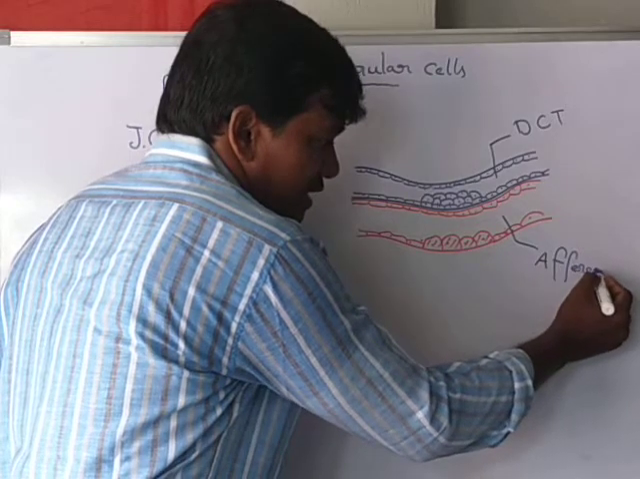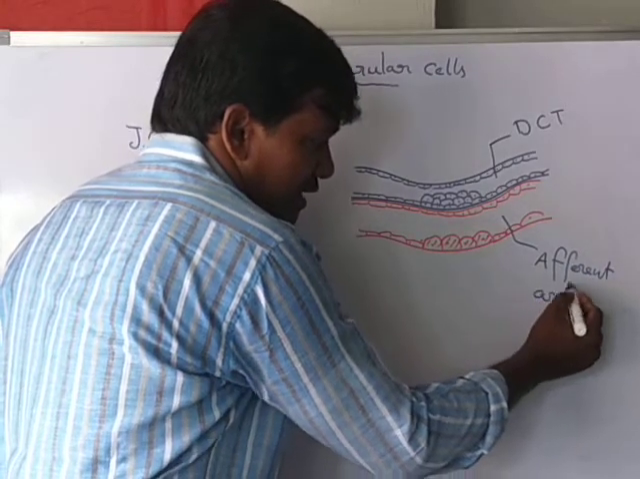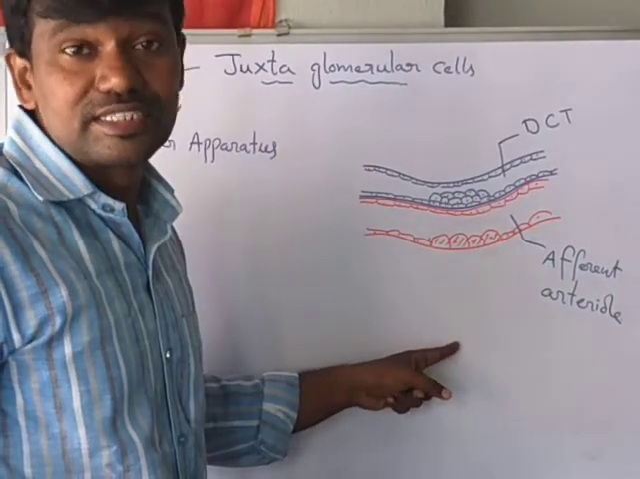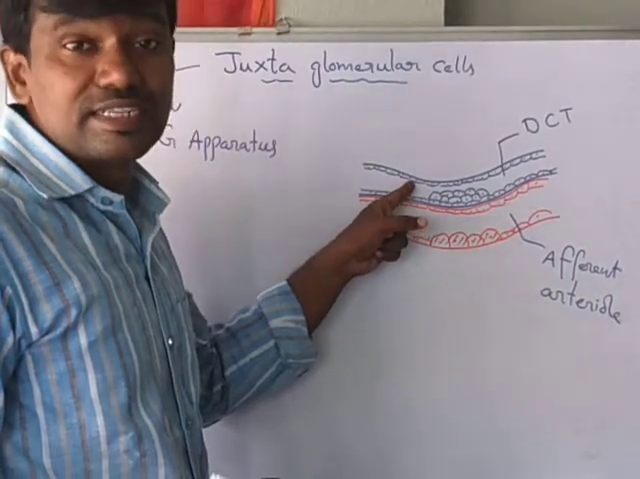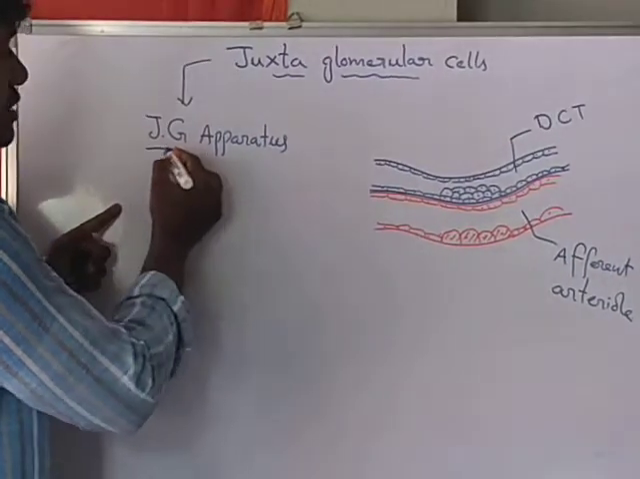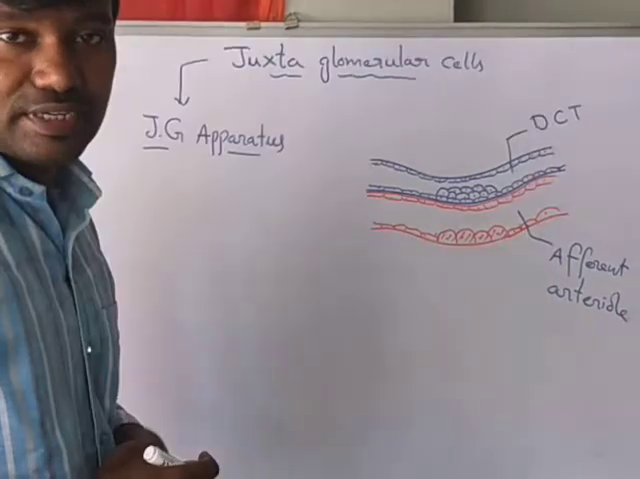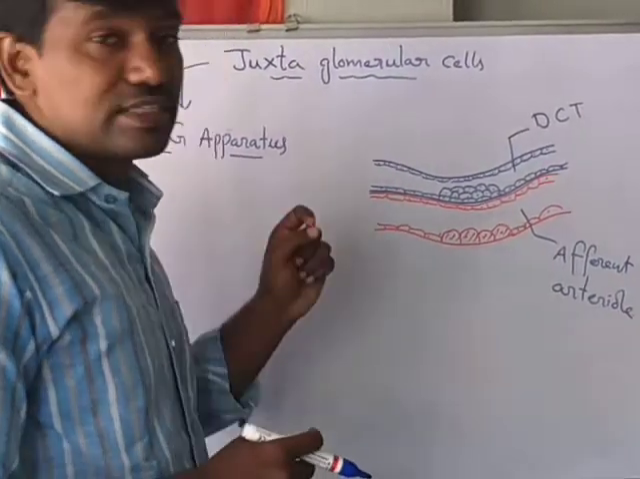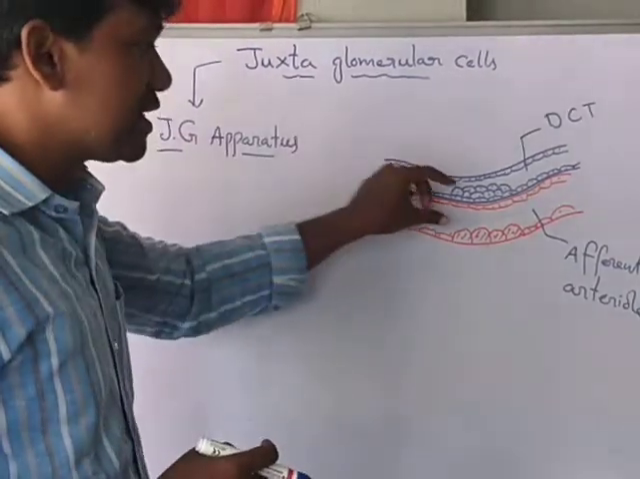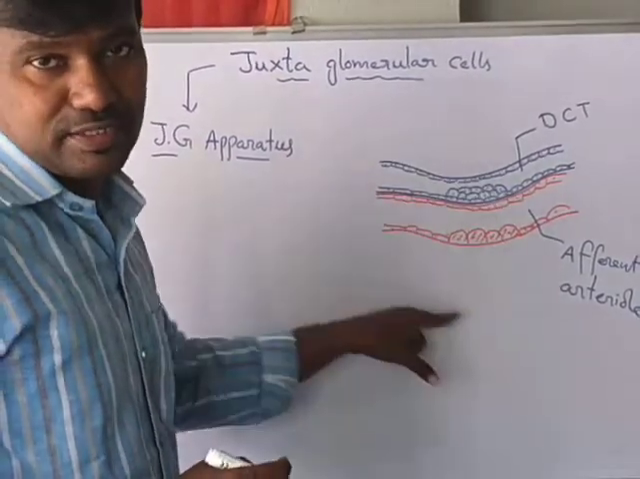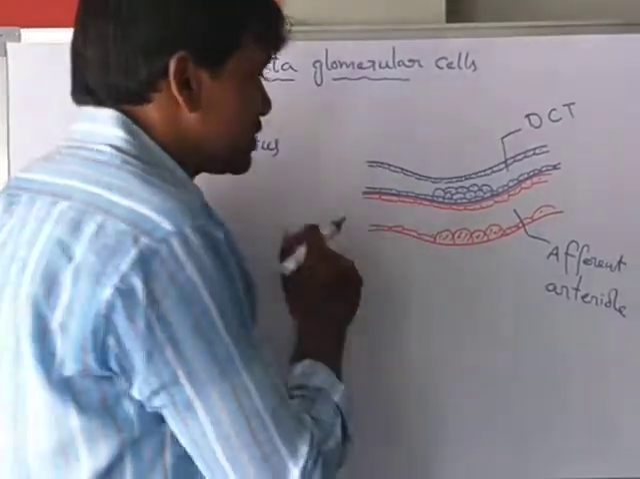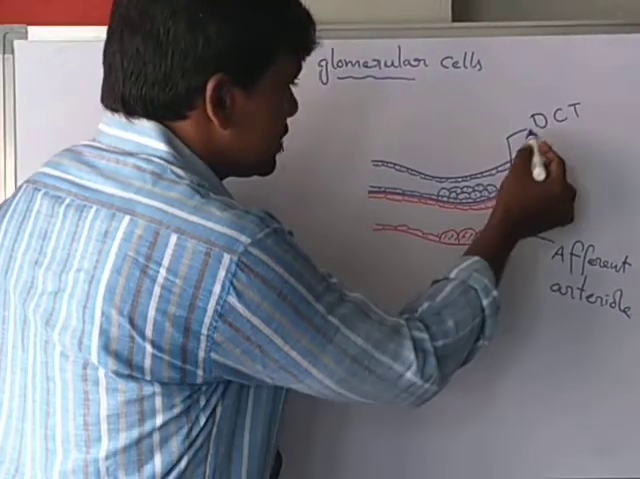So where the afferent arteriole is directly in contact with the distal convoluted tubule, that region is called the juxtaglomerular apparatus. Here we see why we are calling it the juxtaglomerular apparatus. The region is present in this part. Here, this is the DCT.